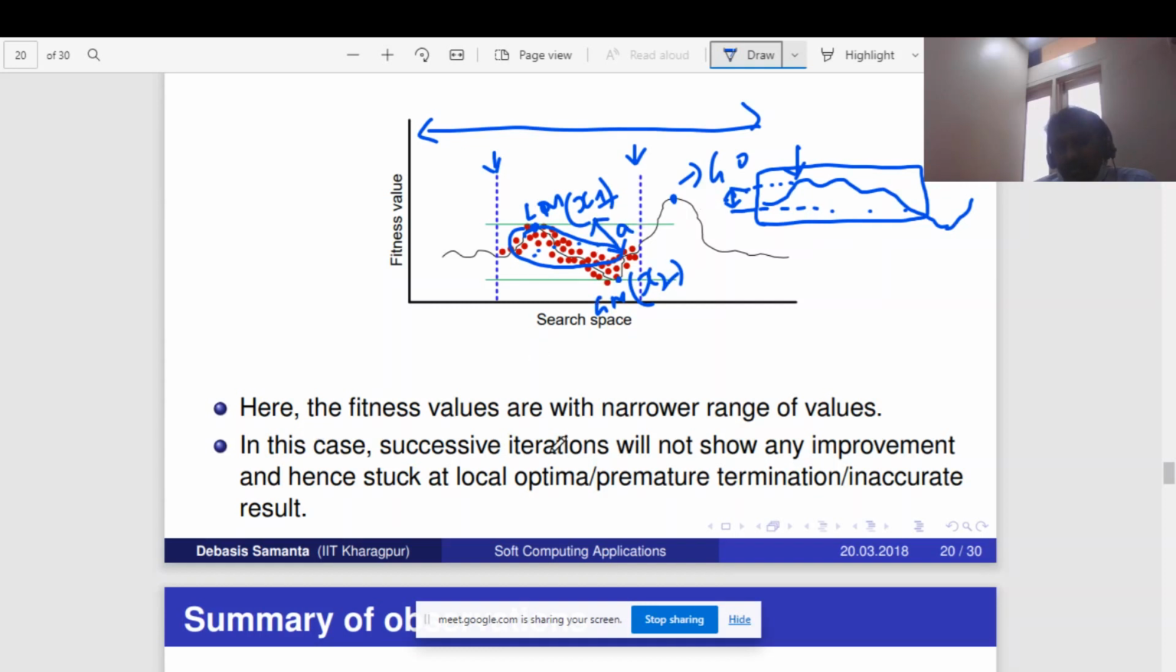Here the fitness values are with a narrow range. I mean this gap is small. In this case, successive iterations will not show any improvement. In every iteration it will choose from the best individuals, but in this case, only within this limited space. It will not show any improvement and hence gets stuck at local optima or premature termination. Are you getting it? So what's the difference between case 1 and case 2? Could someone summarize?